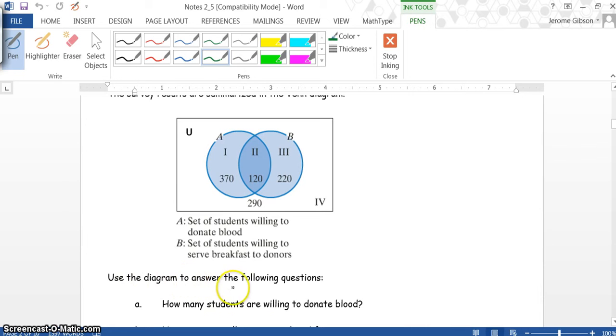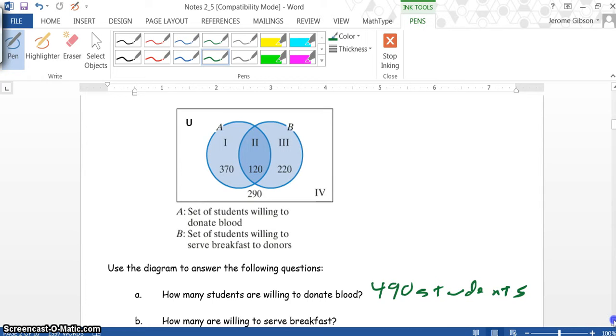It says, use the diagram to answer the following questions. A, how many students are willing to donate blood? Now, they say set of students willing to donate blood. This is all the students contained in A, even the ones that overlap with B. So if you look here, that would be 490. 490 students.